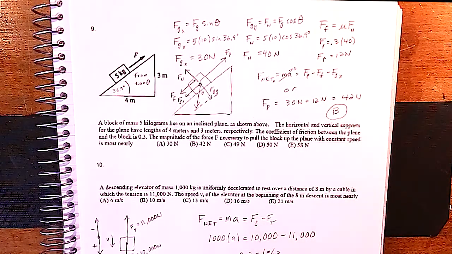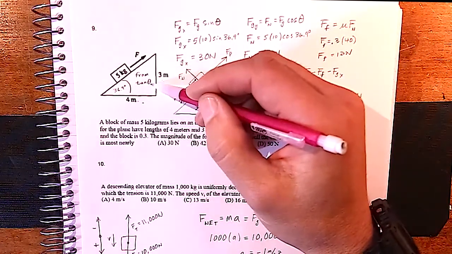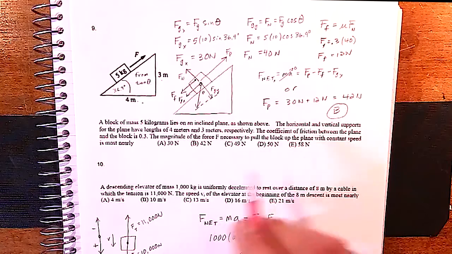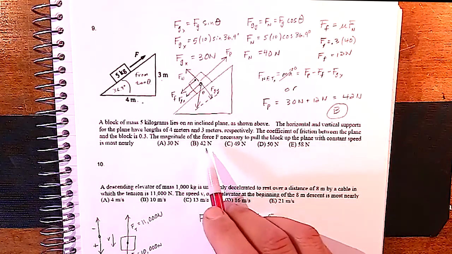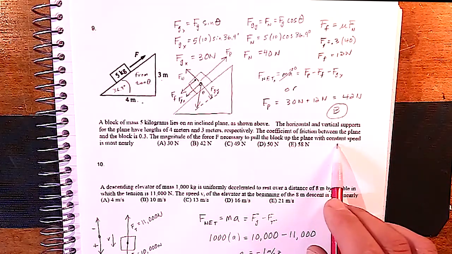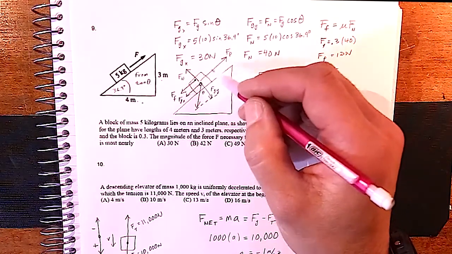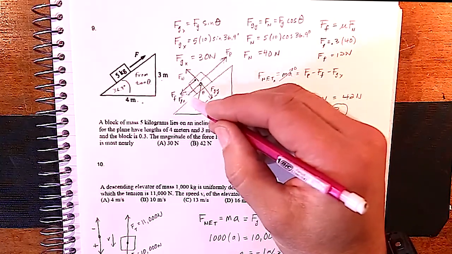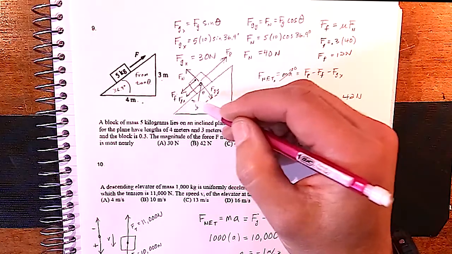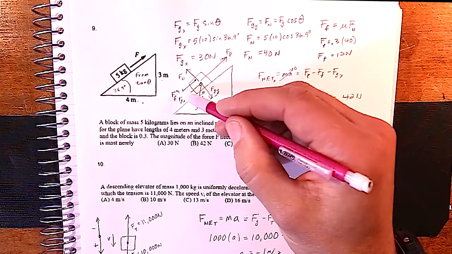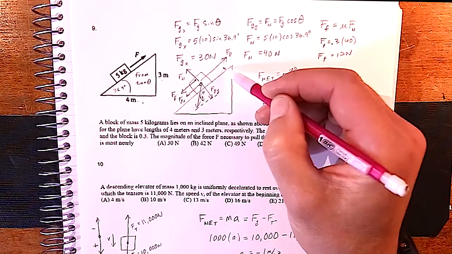Here we have a block of 5 kilograms on an inclined plane, and they give us the sides 3 and 4, so we can use tan theta to get the angle. So the question is, the coefficient of friction of the block is 0.3, and what's the magnitude of the force to drag the block up at a constant speed? So to do that, we want to have the net force be 0. So that means the force of the pull has to be canceled out by the force of friction and the force of gravity component, the Fg, in the x direction. So Ff plus Fgx are going to be canceled by Fp.